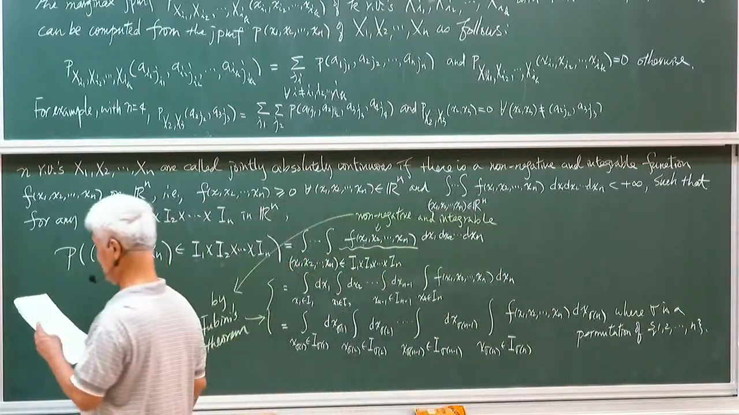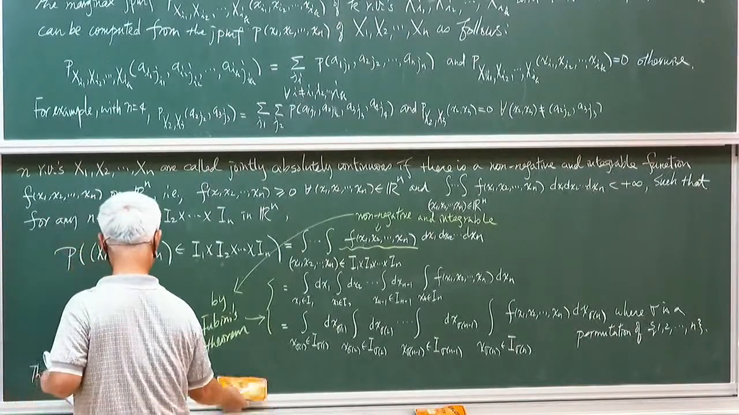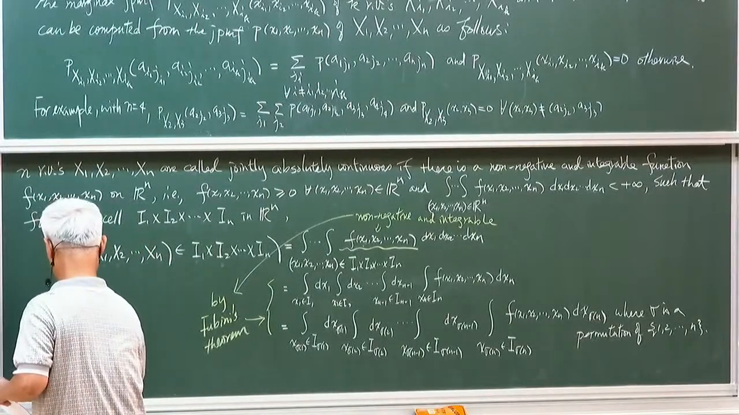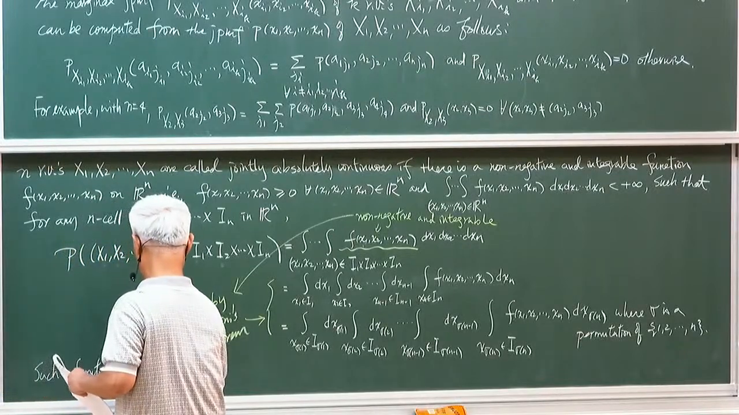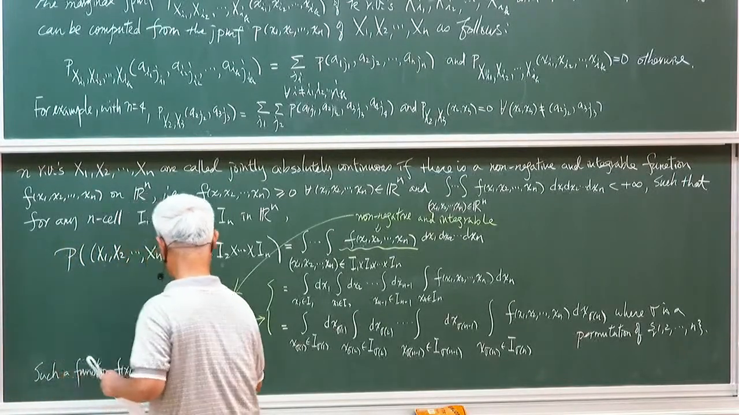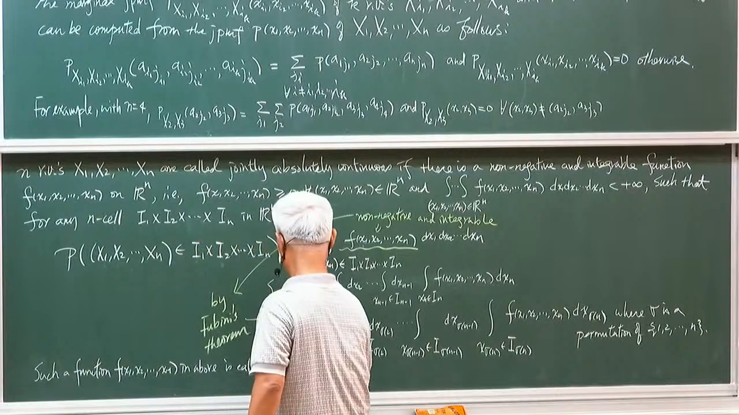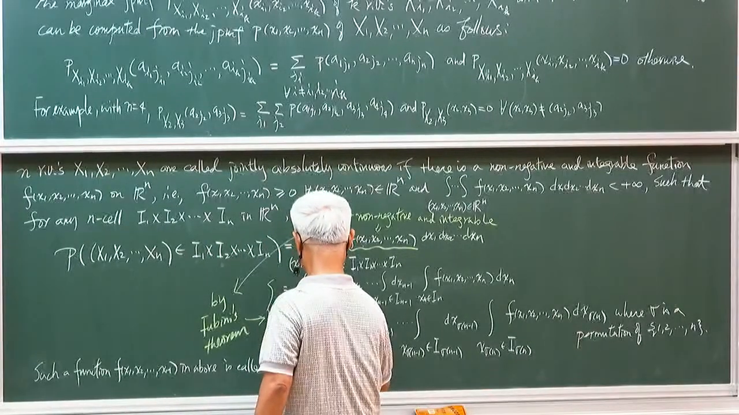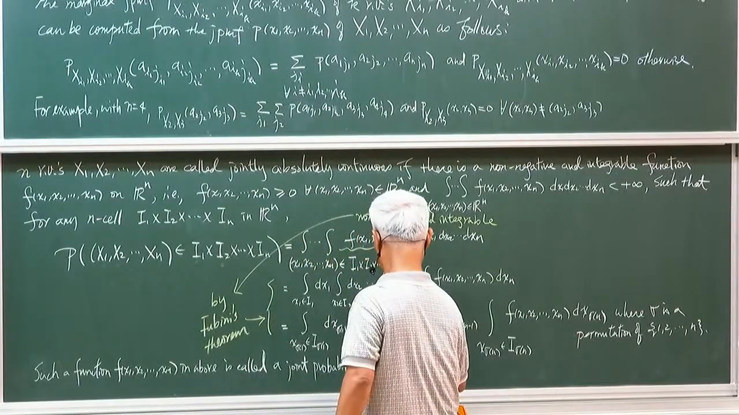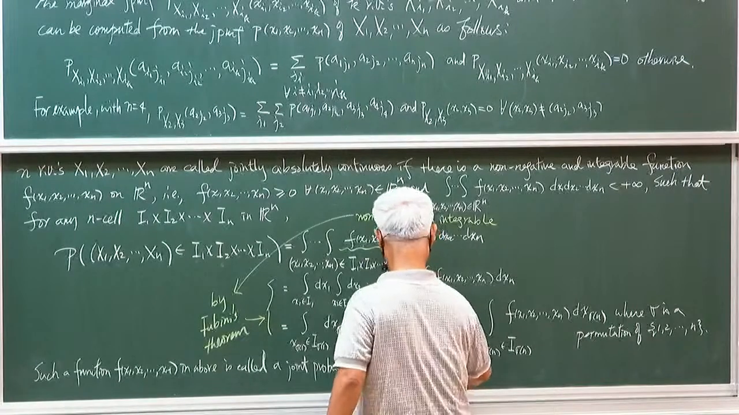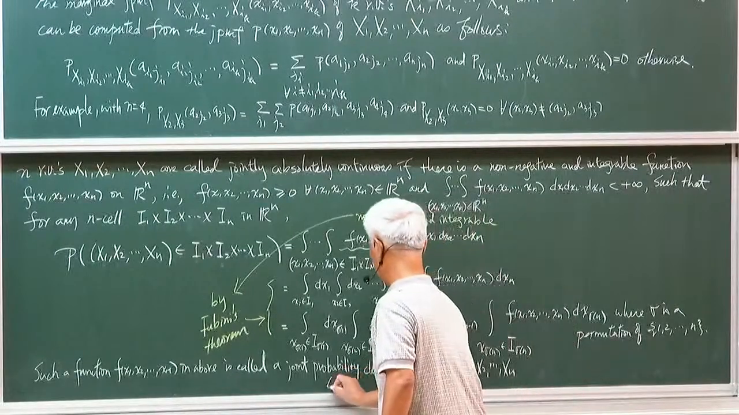Right? So such a function f of x1, up to xn above is called a joint probability density function of x1, x2, up to xn. Okay, so it's JPDF.